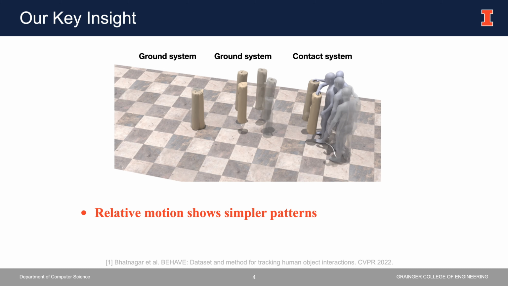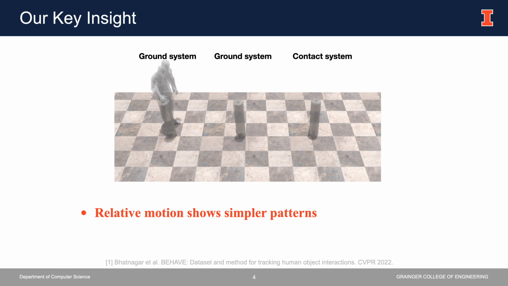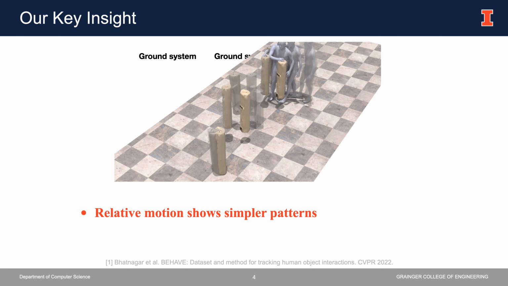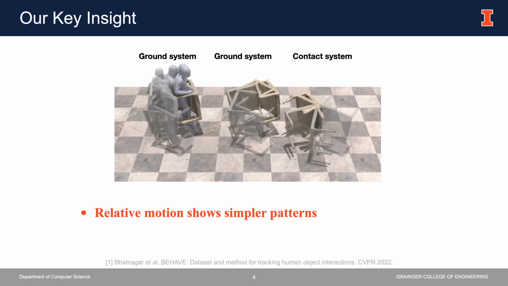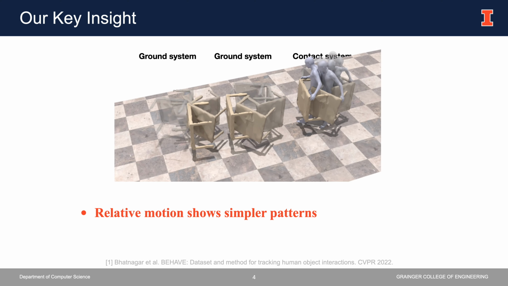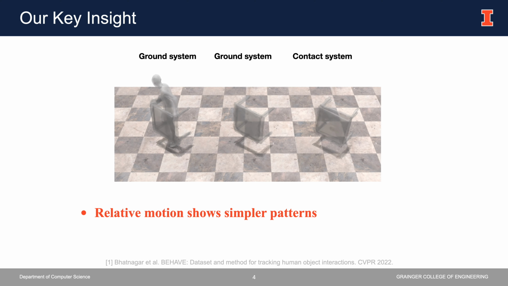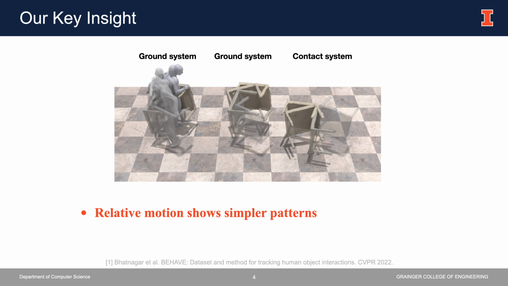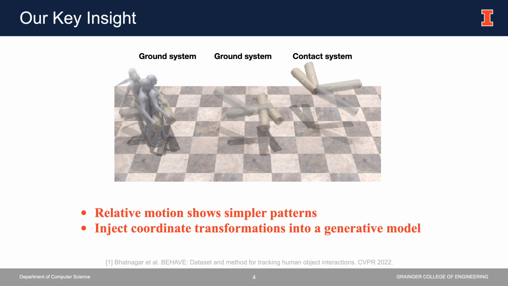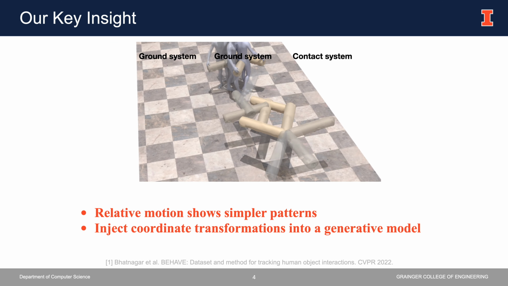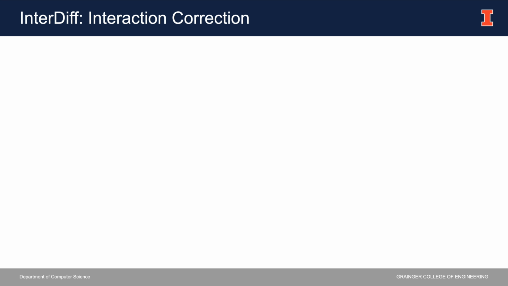While overall human-object interactions might appear complex, the motion of an object relative to its contact point often exhibits a straightforward and predictable pattern. For the motion clips on the Behave dataset shown here, the relative motion on the right might revolve around a steady axis, or remain almost static. Drawing inspiration from this observation, the key is to integrate coordinate transformations into our generative model that synthesizes the interactions.